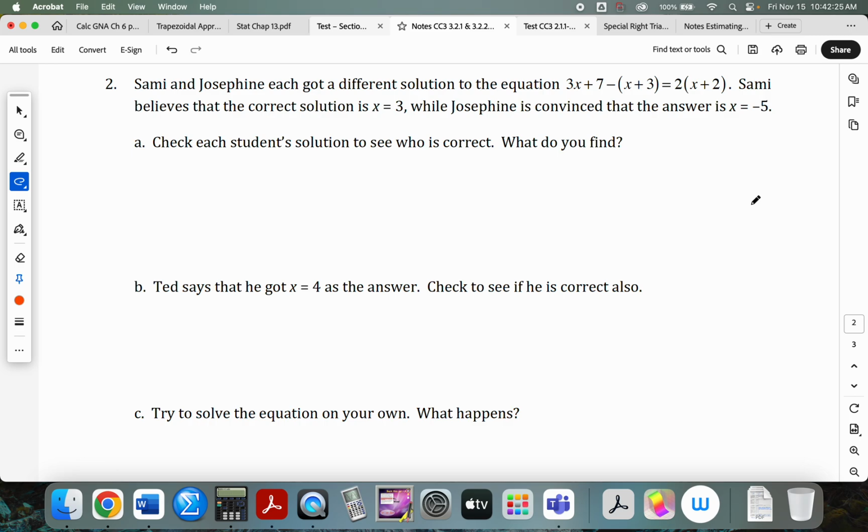So what you're going to do is you're going to replace every x with negative 5 and then evaluate both sides.